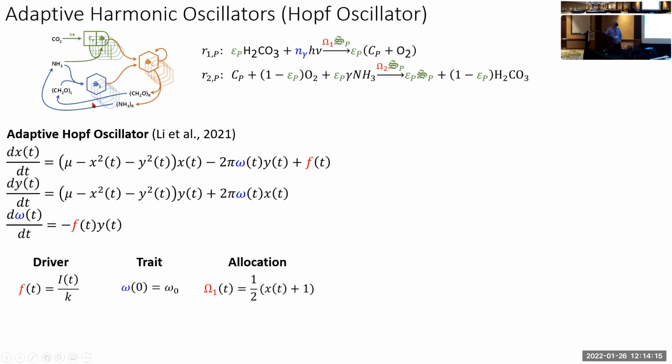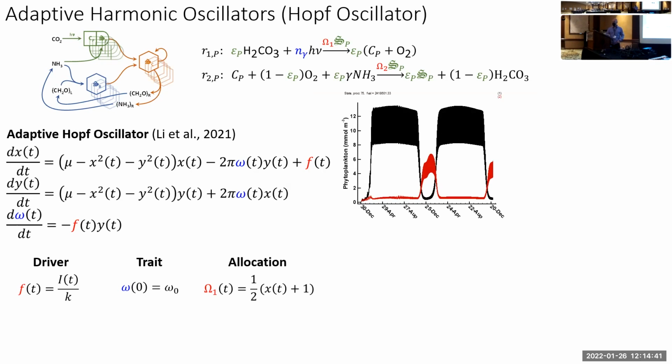The other important part here is you have some driver that's now driving the oscillator, like pushing a swing. I'm going to push it with the intensity of light divided by just some gain. I'm going to make the trait equal to the initial value of that oscillator. And then the allocation parameter for CO2 fixation is just going to be a simple function of that first state variable of the oscillator. And I'll show you now a suboptimal solution just to illustrate the aspect.